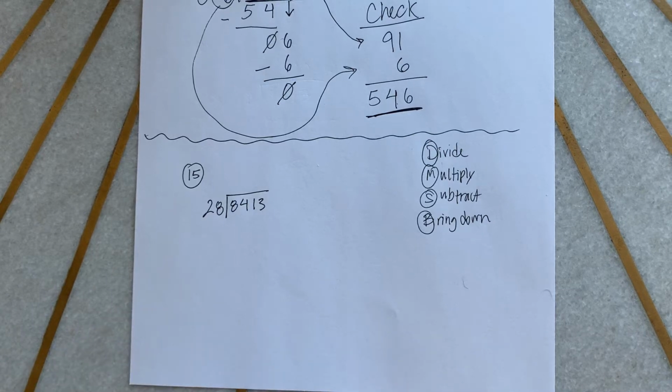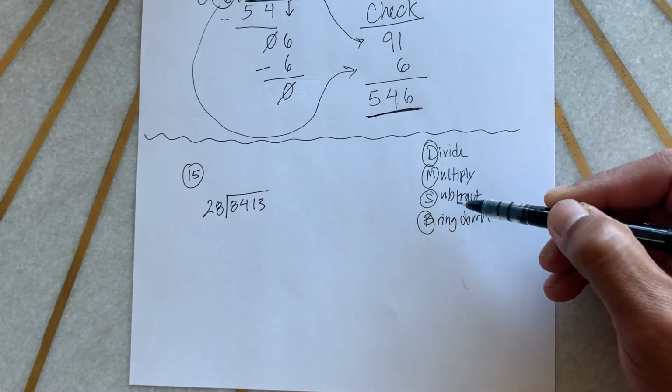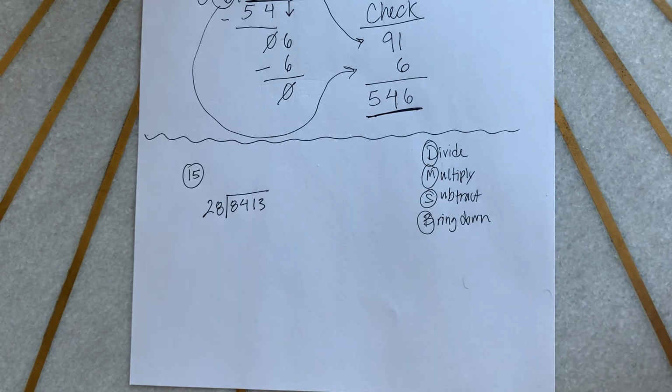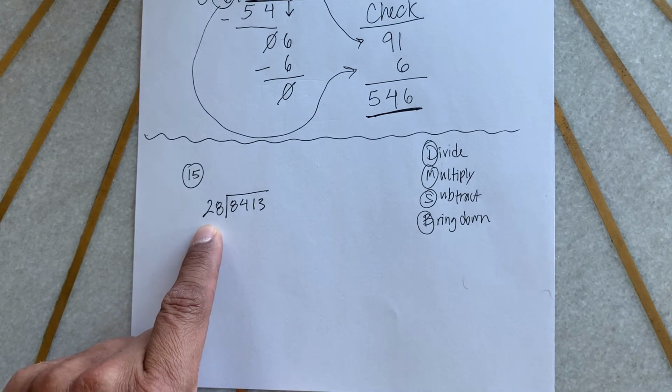Okay, now number 15, the last one. I chose number 15 because usually the later ones are harder. So again, I have divide, multiply, subtract, and bring down. Let's go. So this one's larger. Just because it's larger doesn't mean it's crazy, crazy hard.